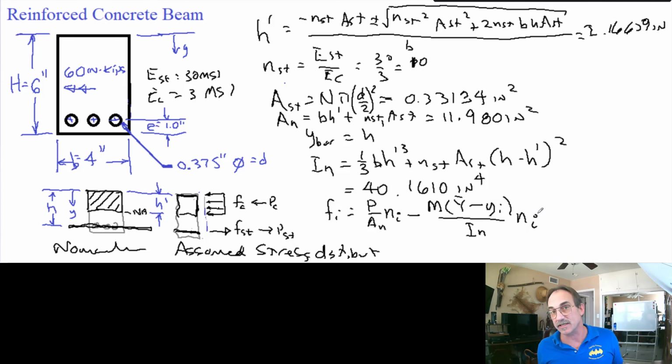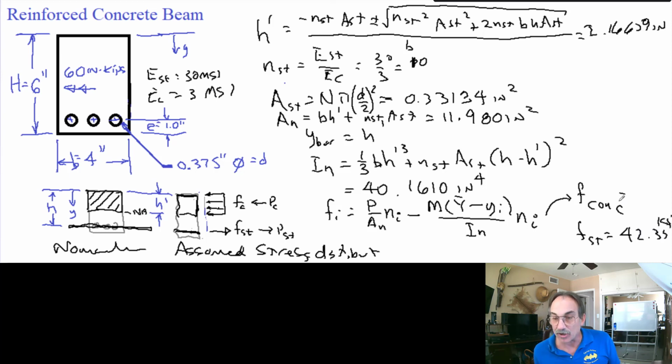Now, typically, we're only going to want two stresses. We're going to want the stress in the concrete, and the stress in the steel. So we will plug in two values: the top of the concrete, and the bottom of the steel. There's no axial load in this case, so we can calculate our stress in the concrete at the top and our stress in the steel. Our stress in the steel for this particular case is going to be 42.33 KSI, and our stress in the concrete is going to be minus 3.237 KSI. Once again, we need to make sure that we multiply by those factors.